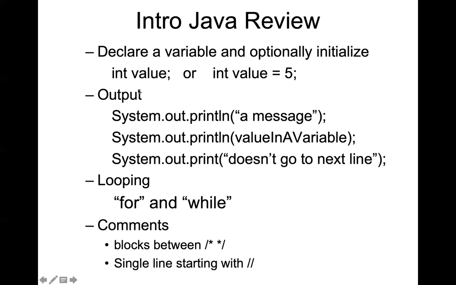So you could, of course, just create a variable called value here, and then assign it to 5 in the next line of code. But it's more concise and sort of better to do it this way if that's what you intend to do.